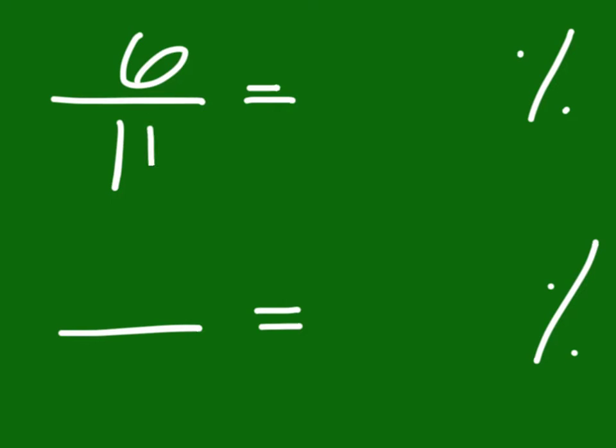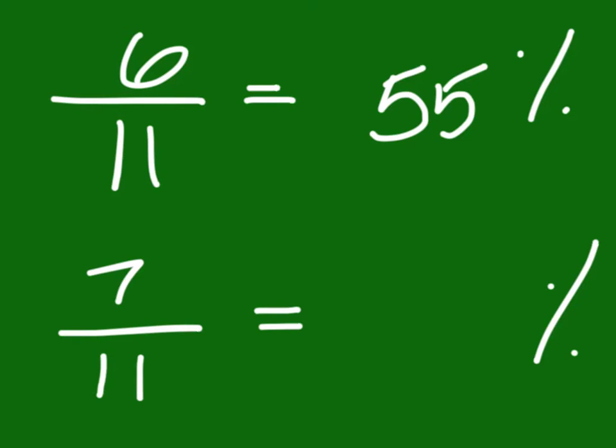Friday's homework is 6 out of 11, and that's going to be 55%. For Monday, we have 1, 2, 3, 4, 5, 6, 7. That one is 7 out of 11, and that would be 64%.